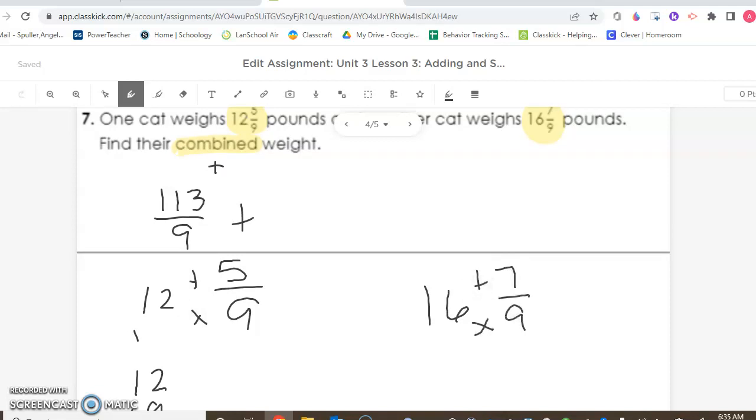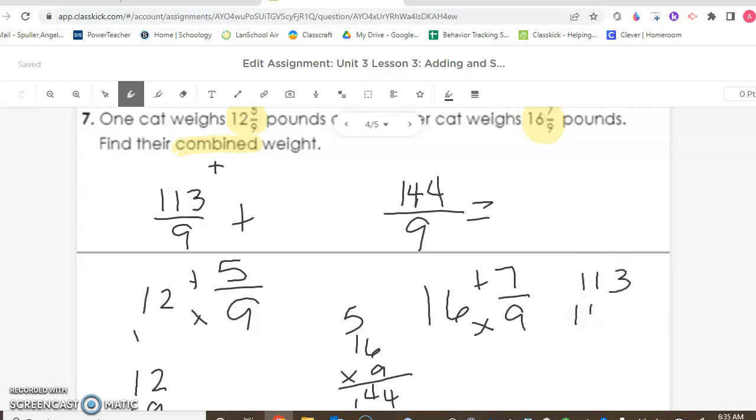Let's multiply and add. 16 times 9, well, I know 9 times 6 is 54, carry the 5. 9 times 1 is 9, plus 5 is 14, so I get 144 ninths. So when I add those up, 113 plus 144, add them, because combined means that, I get 257 over 9. Well, I can simplify this, right?